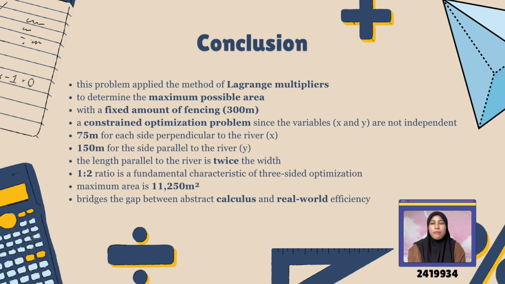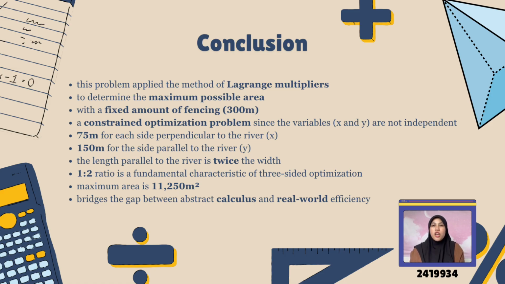This problem applied the method of Lagrange multipliers to determine the maximum possible area of a rectangular enclosure built beside a river with a fixed amount of fencing, that is 300 meters. The area depends on two variables, which consist of x, that is the width perpendicular to the river, and y, the length parallel to the river. These variables are linked by the fencing constraint, which limits how large the enclosure can be. Besides, this problem is a constrained optimization problem, so the variables are not independent.